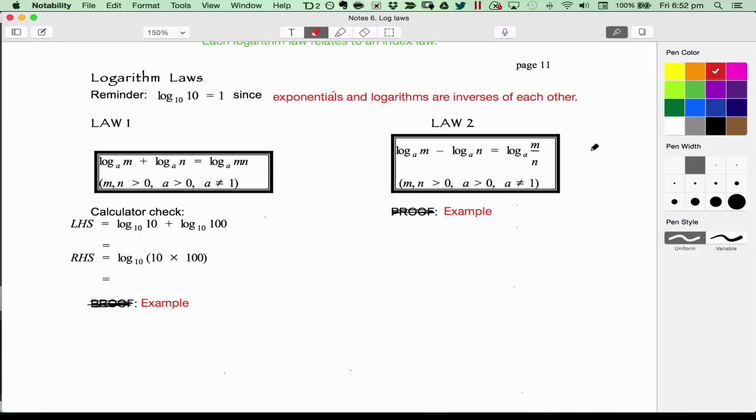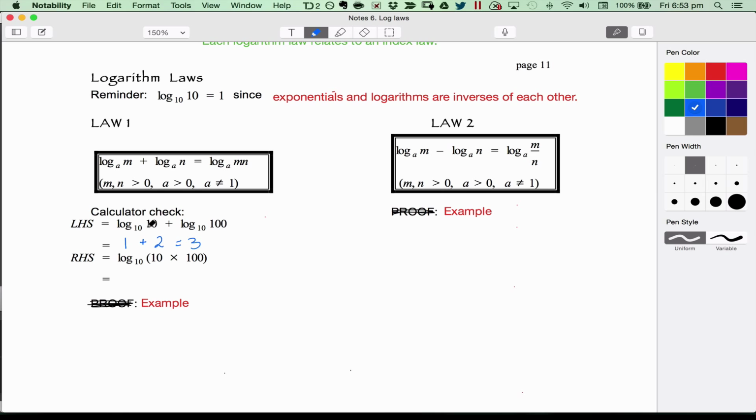Okay, hopefully you've had a minute to have a go at checking on your calculator. You don't even need a calculator for this first one. Log 10 of 10, when the base and the number are the same, it equals 1. And we've got log 10 of 100. You could put that into your calculator and you should get a 2. 1 plus 2 equals 3. That's the left hand side of a problem.